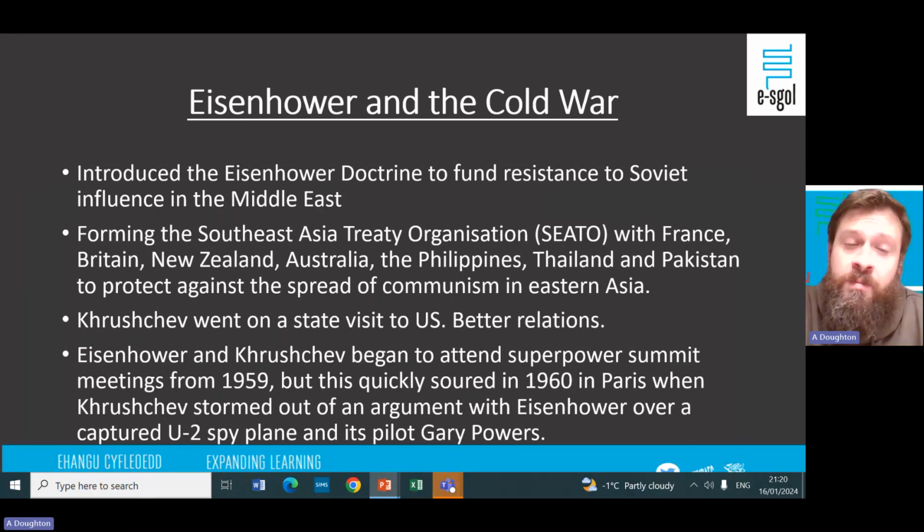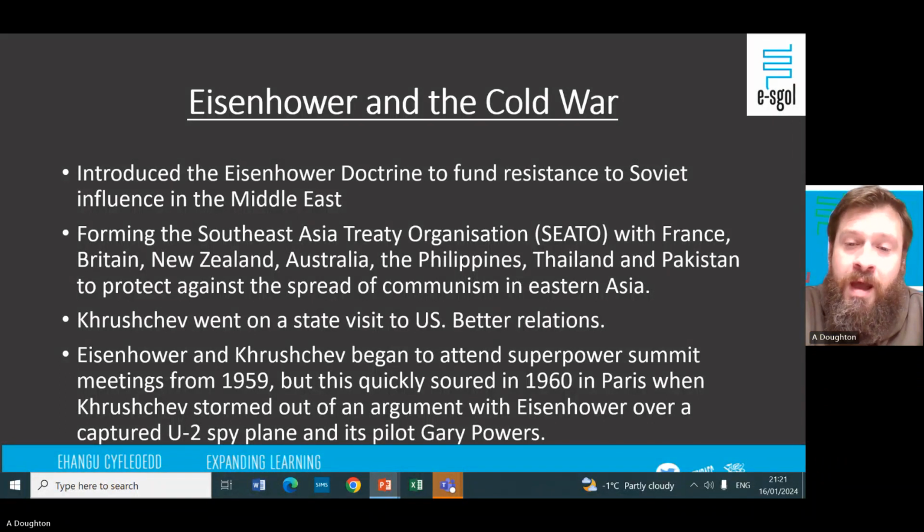So he introduces something called the Eisenhower Doctrine, and that is to fund resistance to Soviet influence in the Middle East. They formed the Southeast Asia Treaty Organization with countries like Britain and France to protect against the spread of communism in Eastern Asia. And there is a sign that relations are getting better because there's much more communication between Eisenhower and Khrushchev than there was between Truman and Stalin. Khrushchev actually went on a state visit to the US. So that shows that massive improvement.